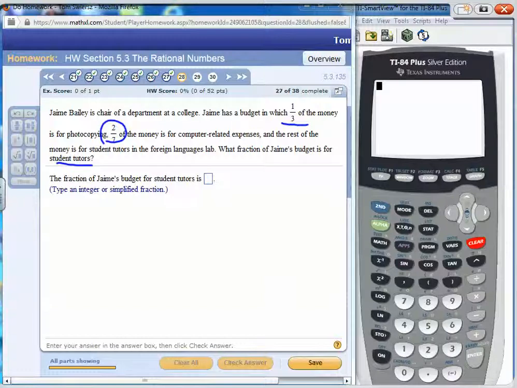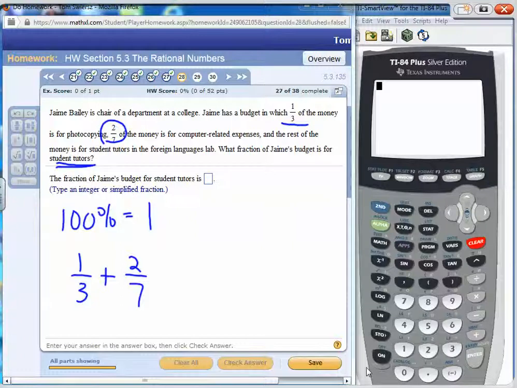Now, the entire budget is 100%. As a decimal, 100% is equal to the number 1. So the three numbers must add up to 1. The money for photocopying is 1/3. The money for the computer-related expenses is 2/7. We're going to add those together, and then subtract from 1 to see what's left over, which will be the amount of budget for the student tutors.